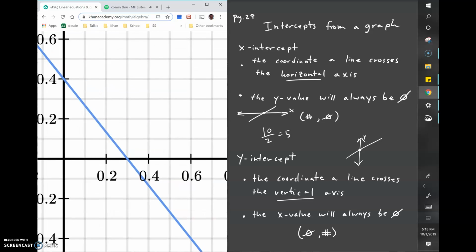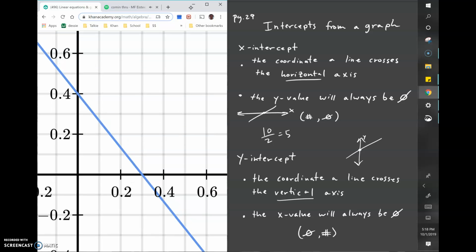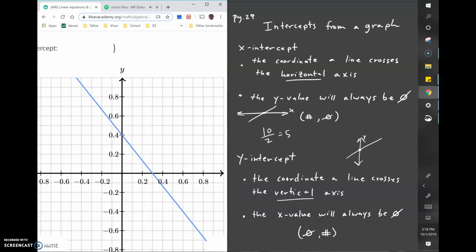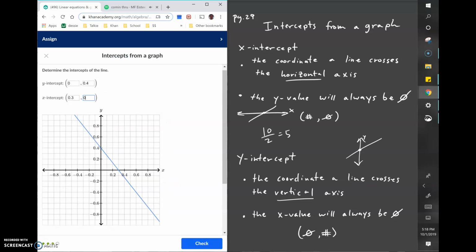And the x value here is crossing between 0.2 and 0.4. So what's midway between 0.2 and 0.4 is 0.3. So 0.3 is the x value it's crossing on, and the x-intercept always has a y value of 0. And that's how you identify the intercepts from a graph.